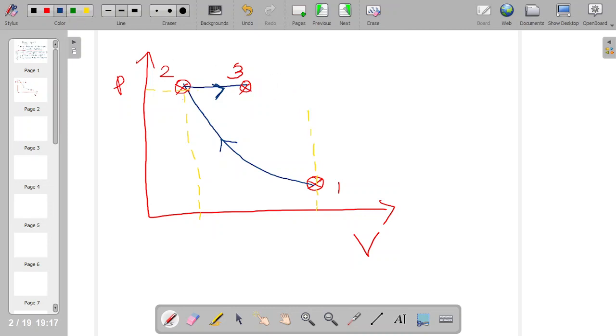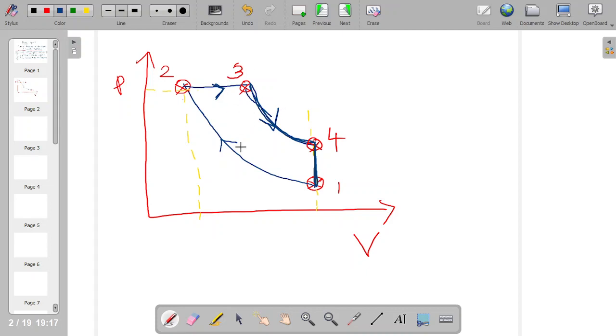So you can draw this in this direction, another curve. So this will be our 3 to 4. This is our 4. And finally we have 4 to 1, that is constant volume heat rejection. So that is same as Otto cycle. So in this only the second process is different. In all other processes the shape is the same.